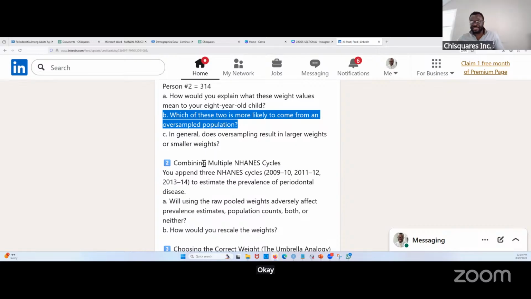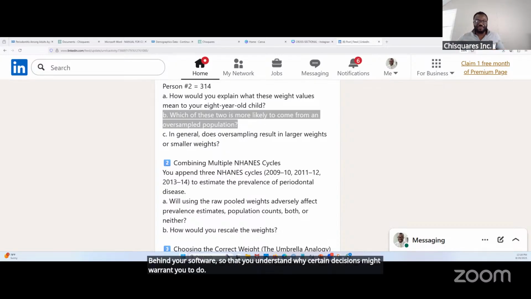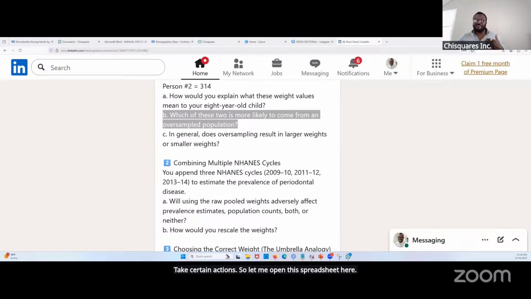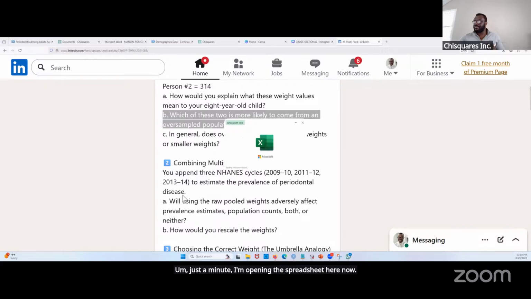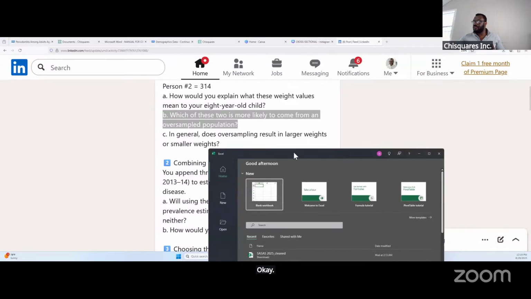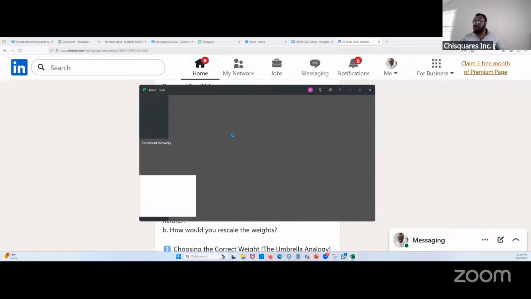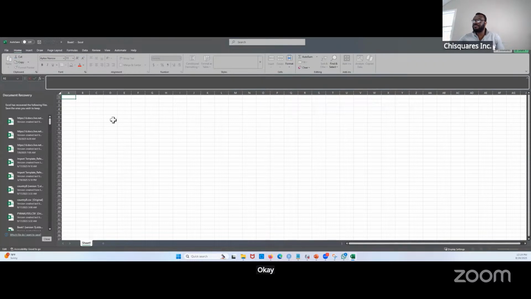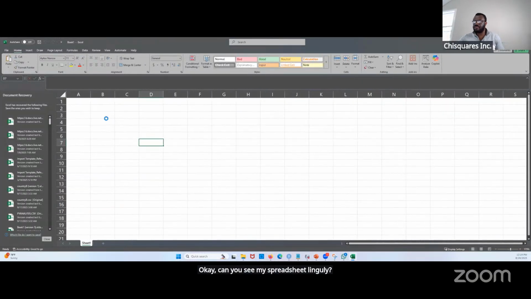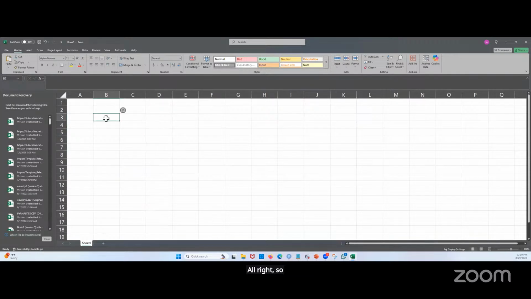Okay. Let's understand it from first principles. Let's understand what goes on behind your software so that you understand why certain decisions might warrant you to take certain actions. So let me open a spreadsheet here and let's look at it from first principles. Okay, can you see my spreadsheet, Lungley? Yes, we can.